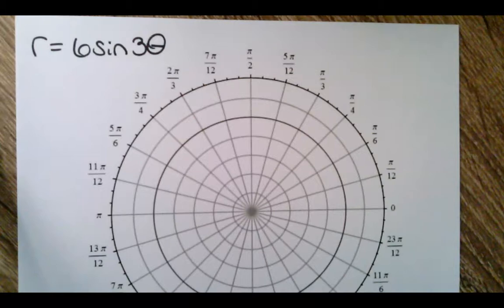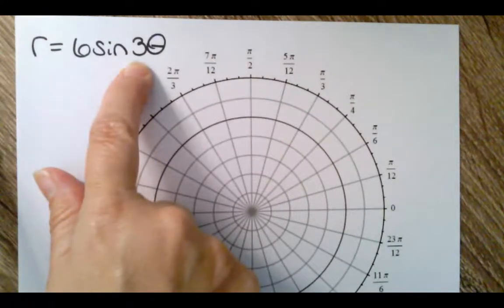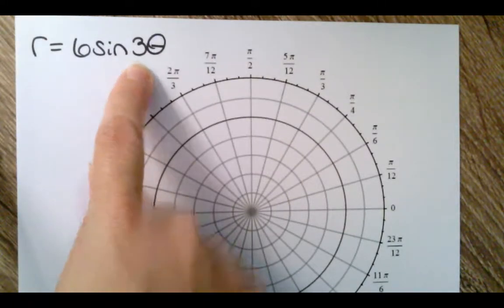So now let's look at this equation. R is equal to 6 sine 3 theta. So this time the coefficient on our input variable theta is a 3, which is odd. And what we learned from our reference sheet is that means the number of petals should equal this coefficient on our input variable. We should have 3 petals in this flower.